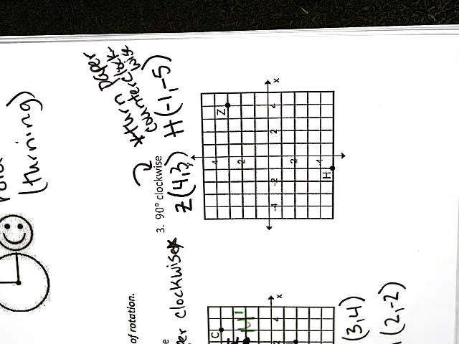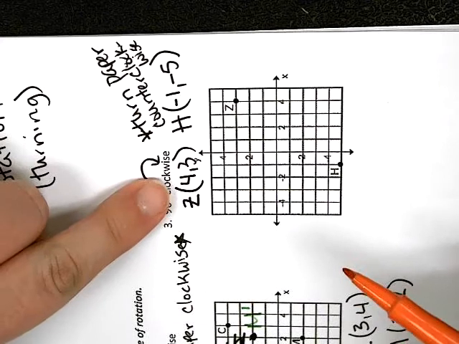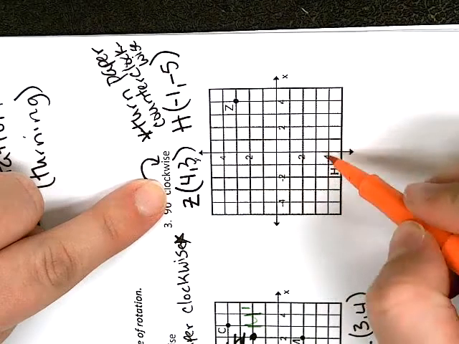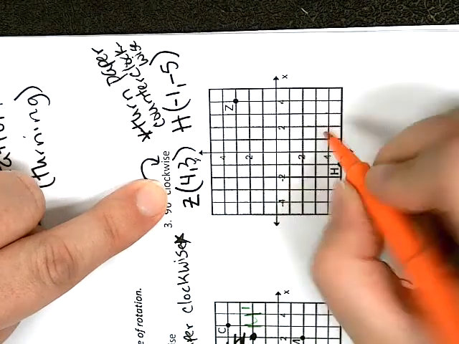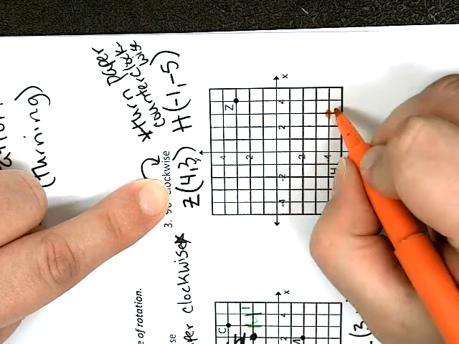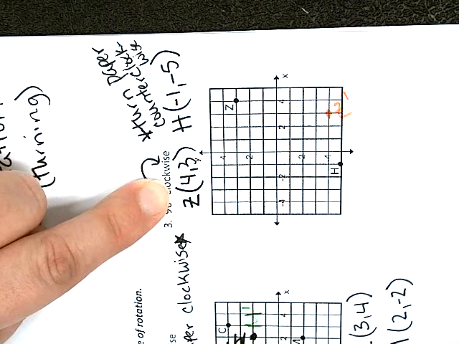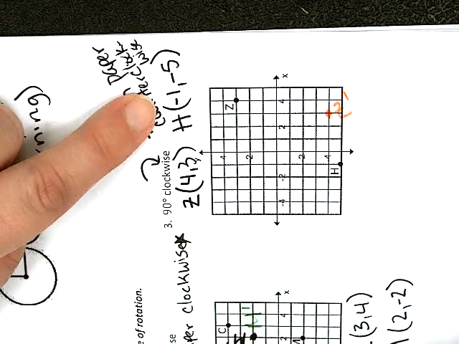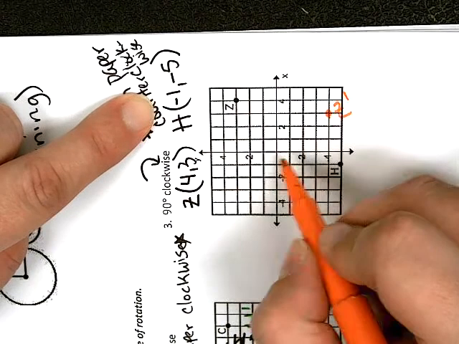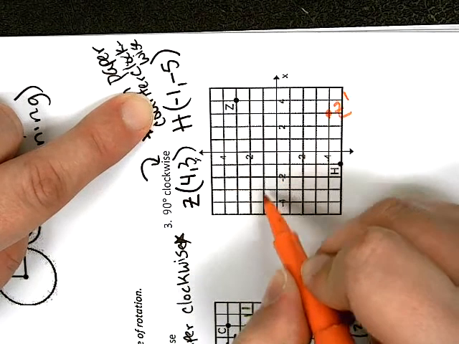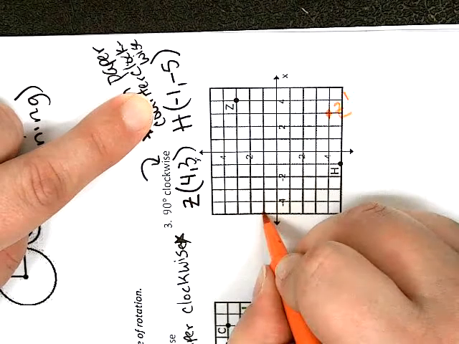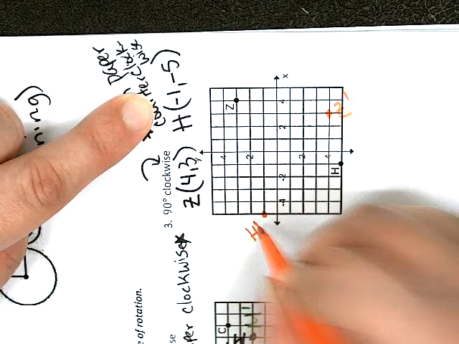So let's replot these points. I want the point 4, 3. All right, well, here's my origin. Here's 4. Here's 3. So that's my Z prime. And then I want to find my H prime, so -1, -5. So -1, -5 would be right here. That would be my H prime.